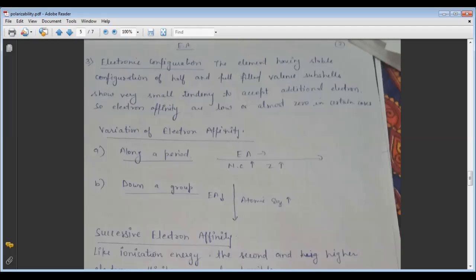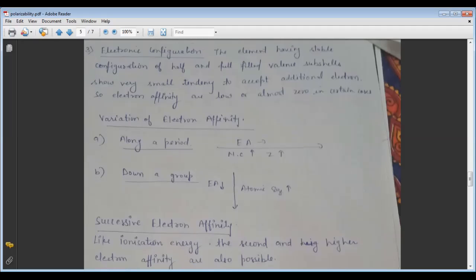Yeah? So now come to the variations of the electron affinity. Firstly along a period, and second down a group. So here we first go along a period.